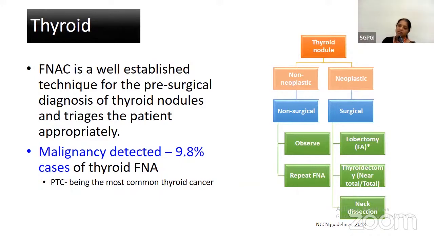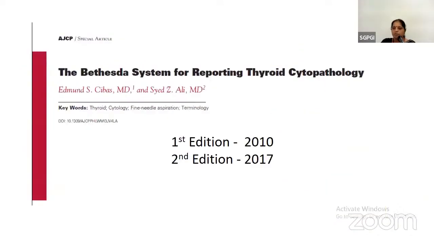Second is in neoplastic lesions. Of course, if it is benign, they will do a certain type of surgery, lobectomy. If it's malignant, it's a total thyroidectomy. But very important is this distinction between non-neoplastic and neoplastic, because in non-neoplastic, the patient could just be observed, or sometimes for other reasons, they may still go and operate on the patient.